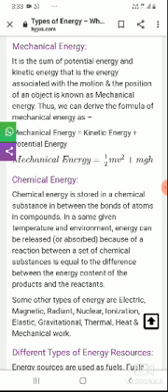So dear students, if we find the mechanical energy of an object, we can derive it by using this formula. Mechanical energy is equal to 1 by 2 mv square plus mgh, where m is the mass, v is the velocity, h is the height, g is the gravitational acceleration due to gravity. Next is chemical energy.